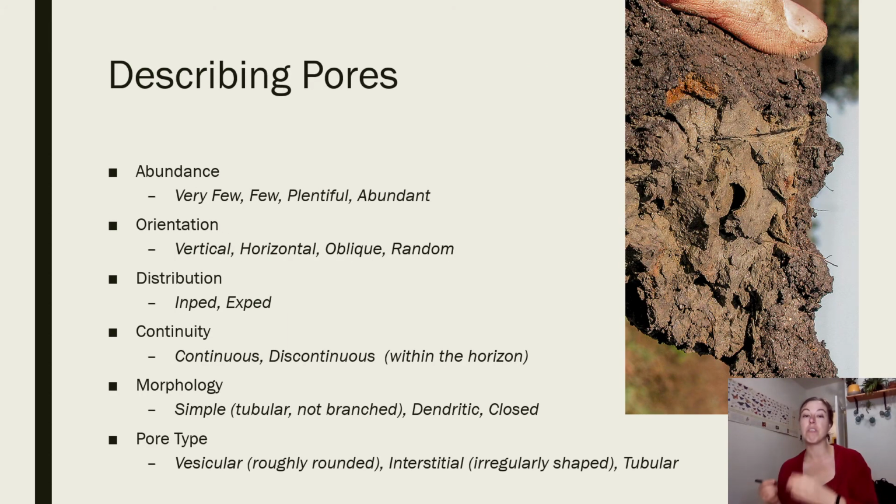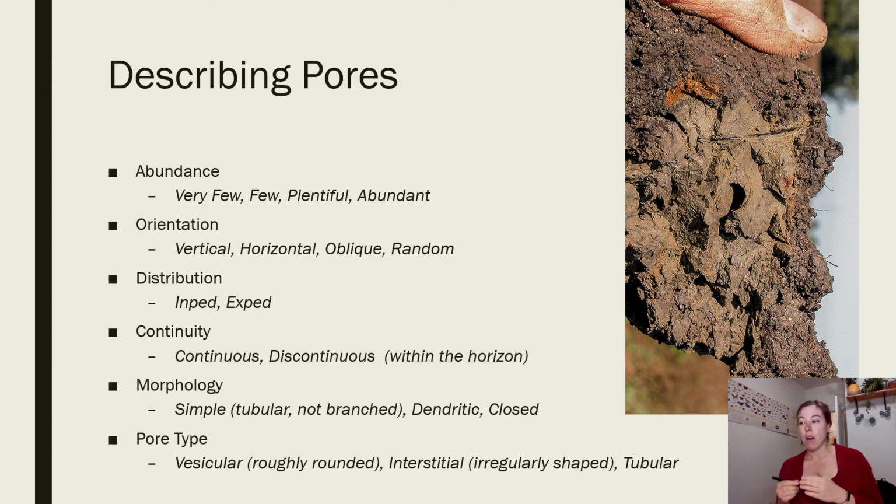Again, we have specific measurements on the abundance, the orientation, and the distribution. Are they continuous, so in the whole horizon, or only patchy? What size are they?